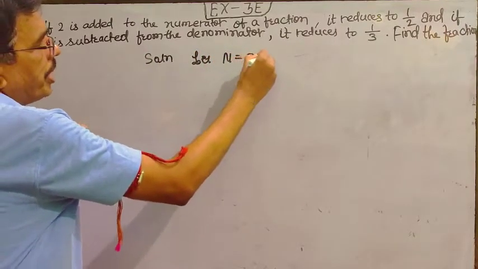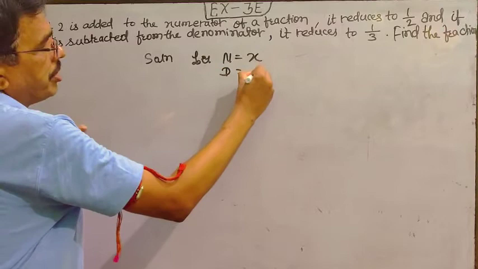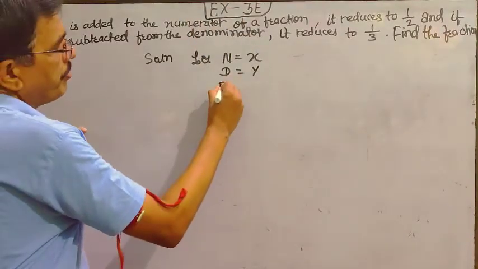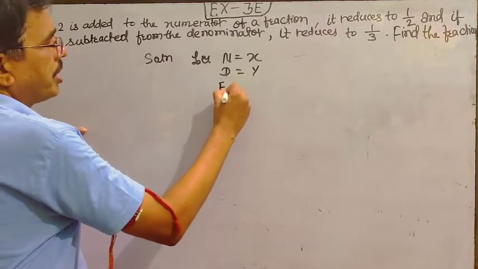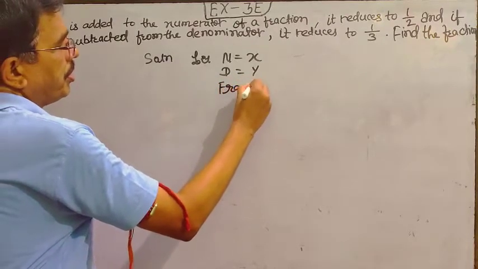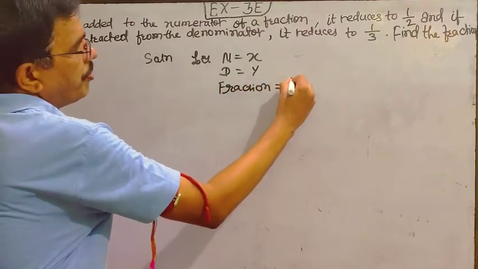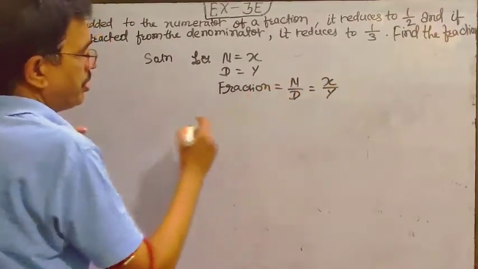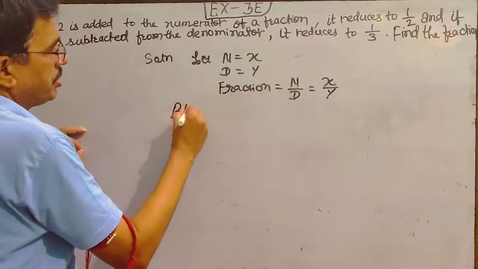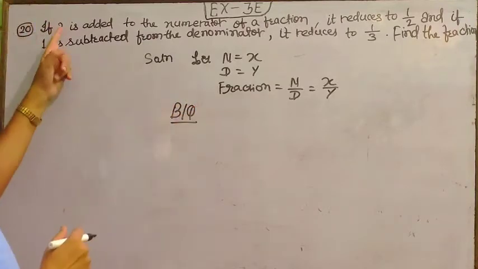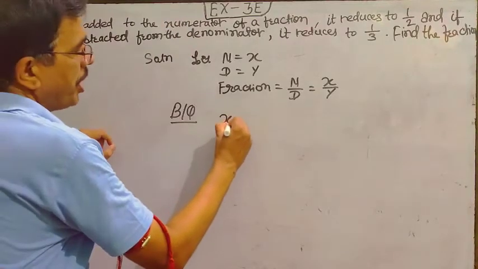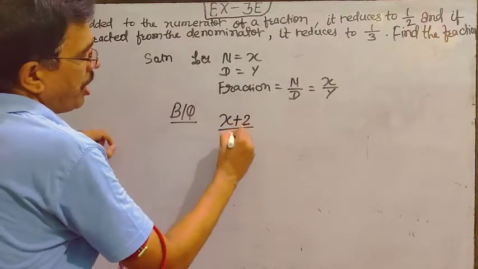Numerator is equal to x and denominator is equal to y. So what is the fraction? Fraction is equal to numerator by denominator, so it is x by y. By the question, first, if 2 is added to the numerator, that means x plus 2 and y.